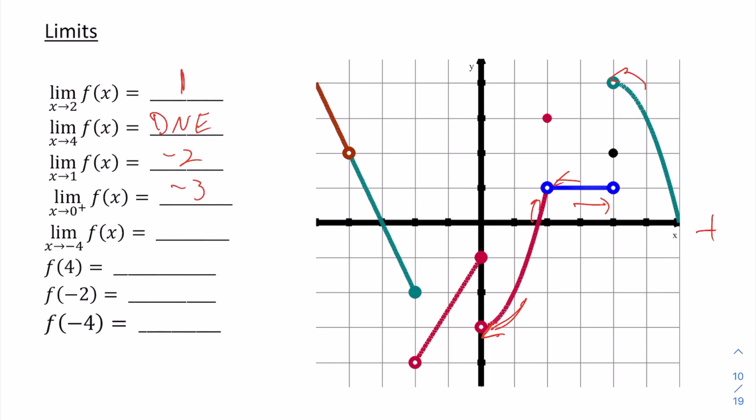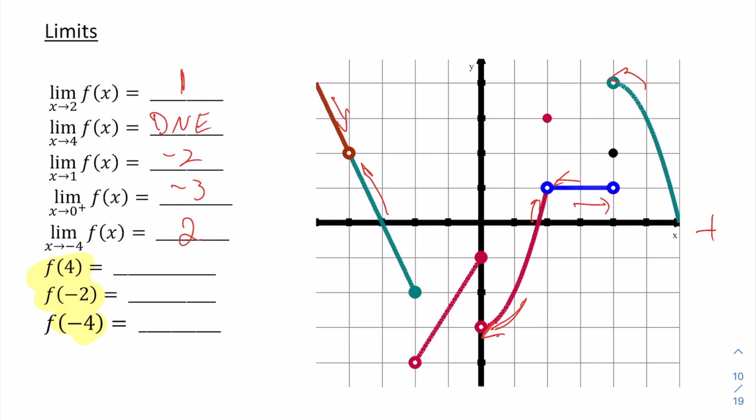Over here, when we're going to -4, notice that value doesn't exist. It does not matter. A limit, we do not care what is right at -4. What we care only about is what value we are approaching. We are approaching 2. So this is going to end up having a value of 2. Now, when we're talking about f of a value, that's actually what happens at that value. So a limit, we only care about what we're approaching.